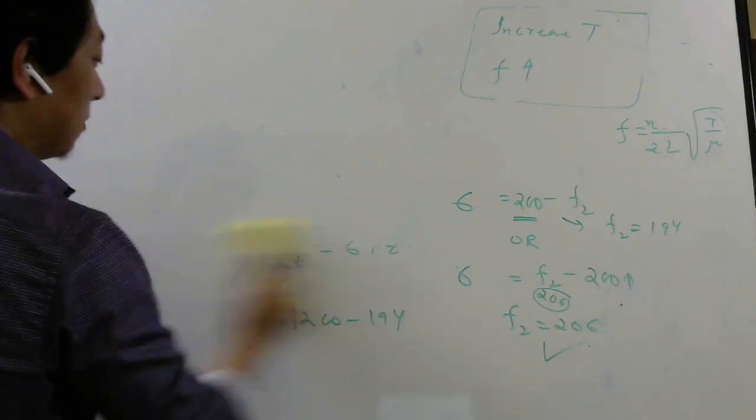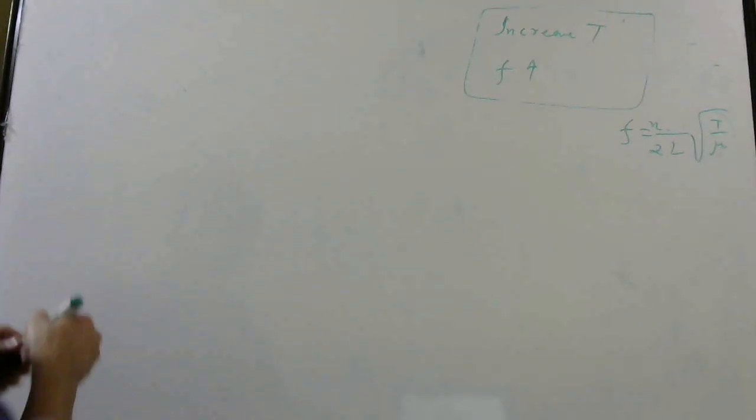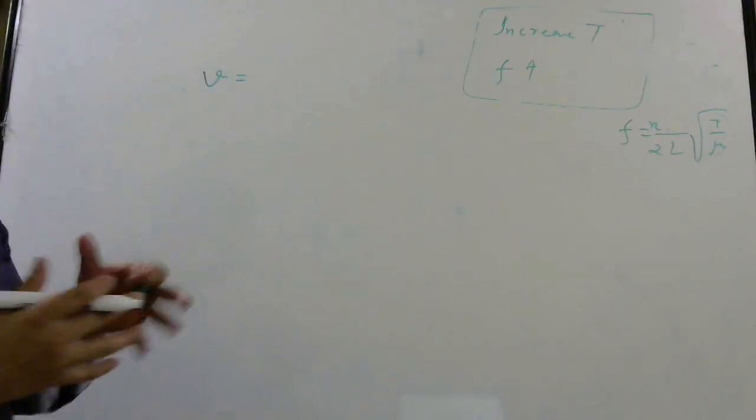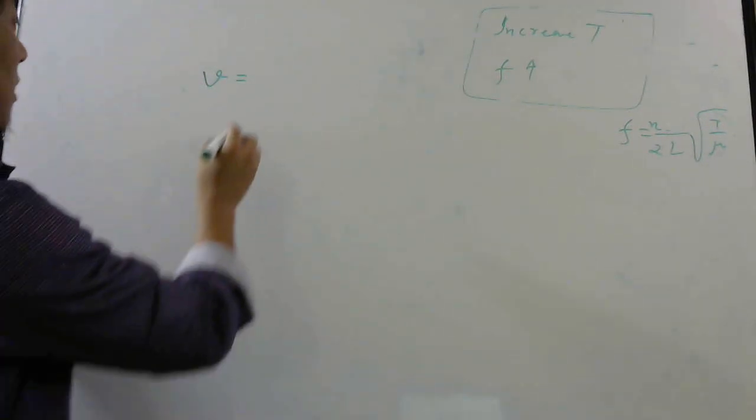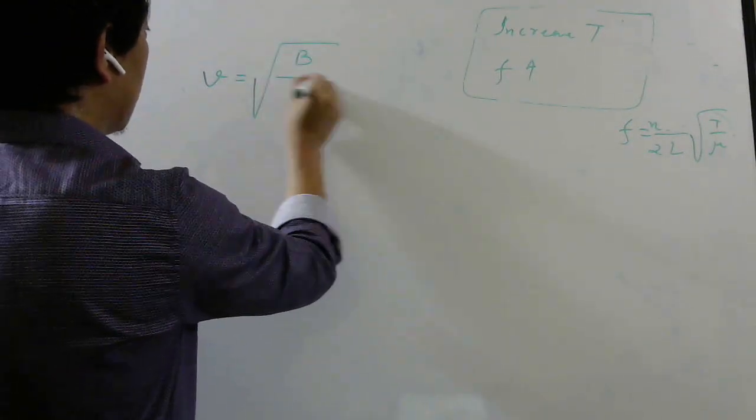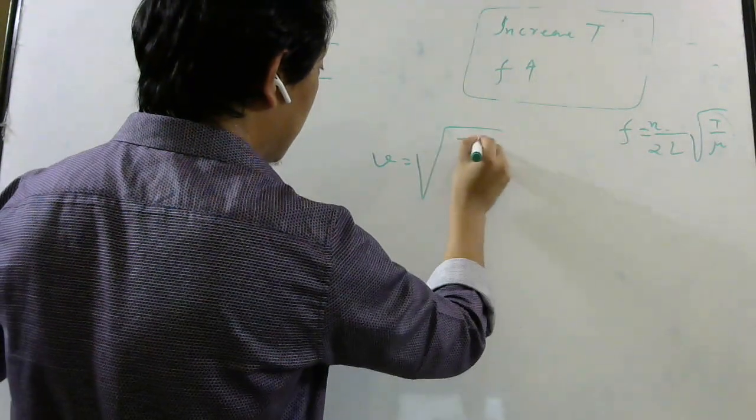So this is all about beats. I have discussed the important problems also. Another thing I would like to tell you, which I missed out in the previous video, is about the speed of sound in air. That formula is given by root over bulk modulus by density. In case of a string, we remember it was root over T by mu.